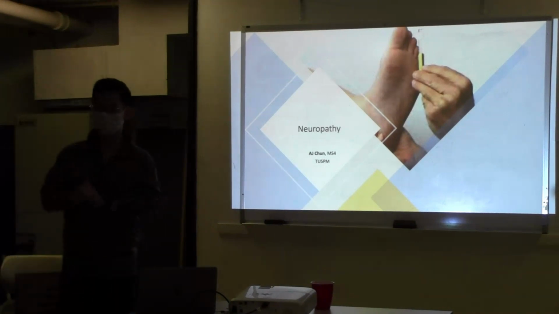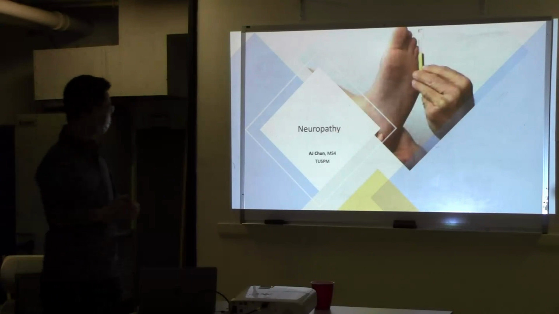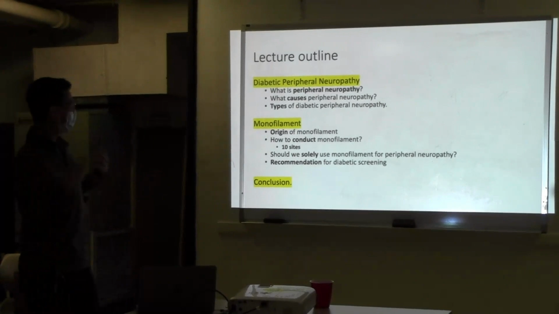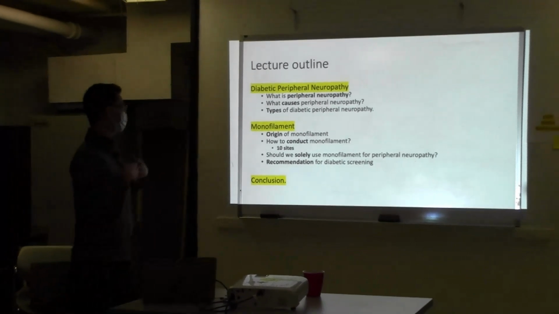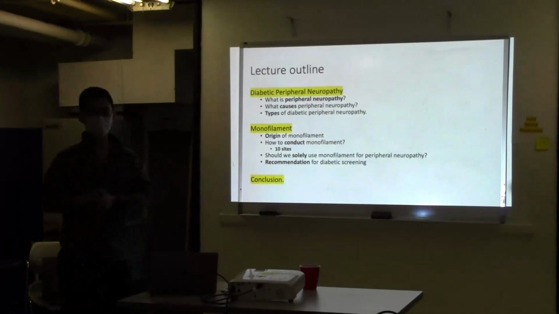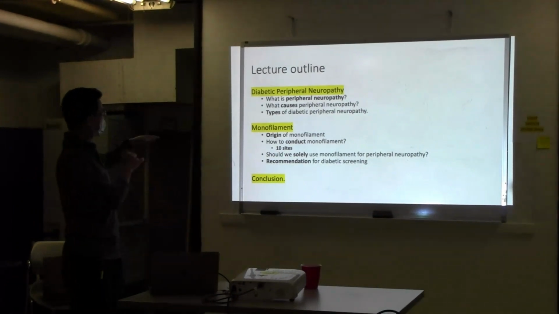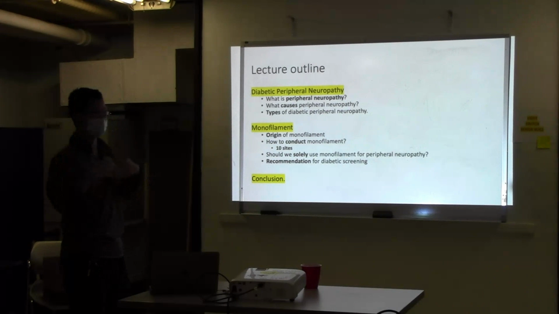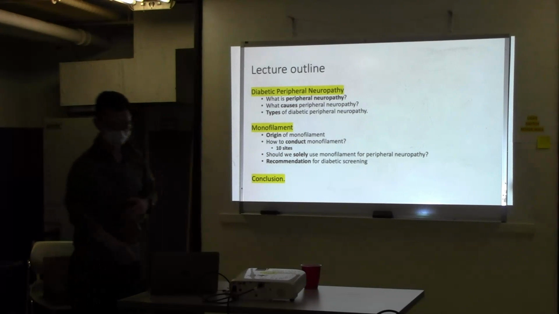It's a pleasure and honor to be here. I'm so happy to be here today to talk about diabetes and neuropathy along with the monofilament testing. First I'm going to start with the outline. I'm going to talk about what peripheral neuropathy is, what causes it, and what the types are. Then I'll talk about the origin of the monofilament test and how to conduct it with the 10 gram monofilament, which is 5.07, and then 10 side. I'm also going to talk about whether we solely use the monofilament for peripheral neuropathy, and the recommendation for diabetic screening based on the American Diabetes Association. I'm going to finish with the conclusion.